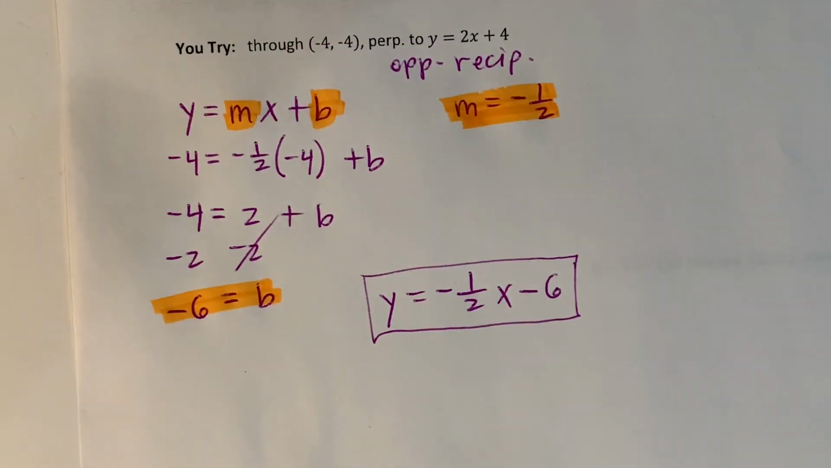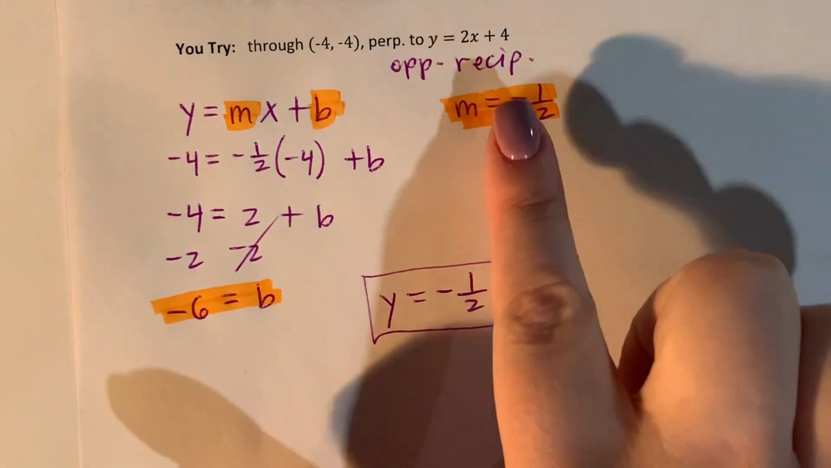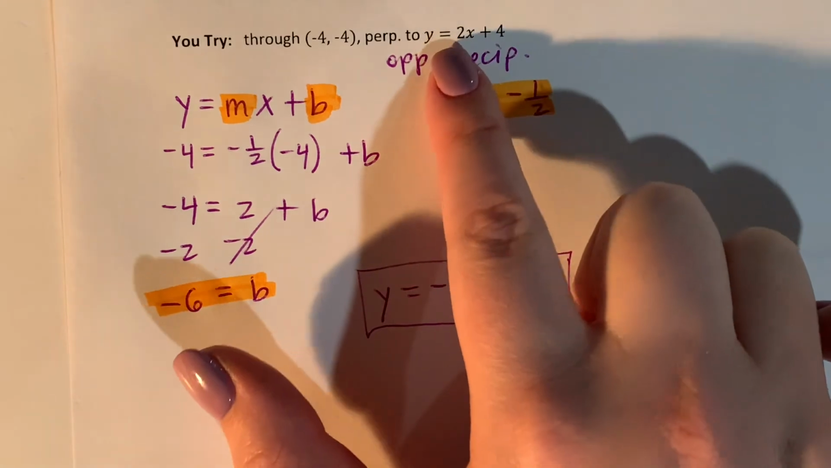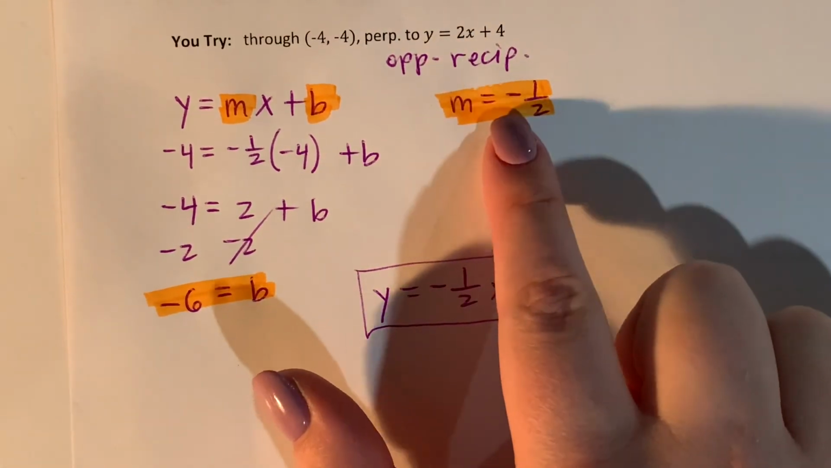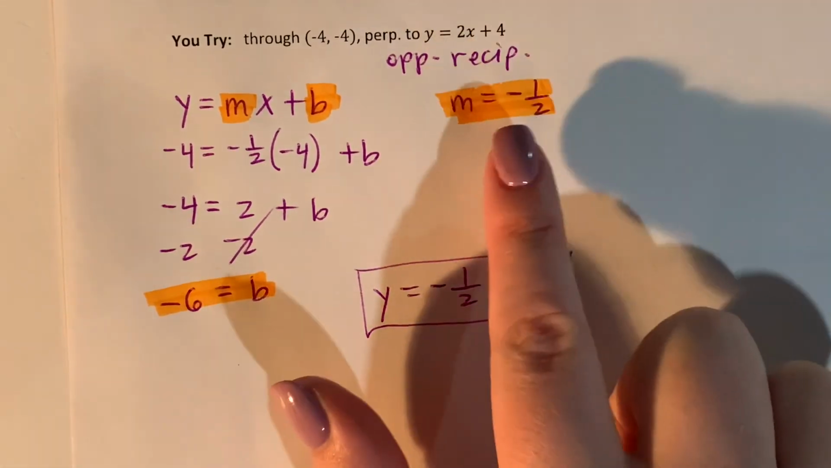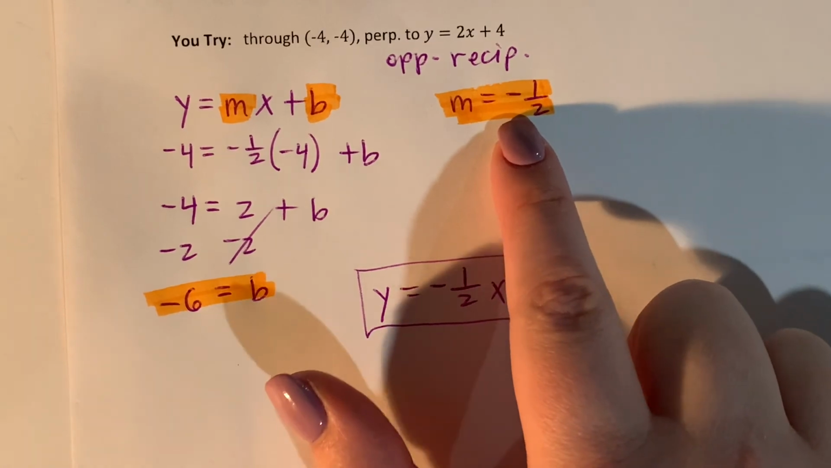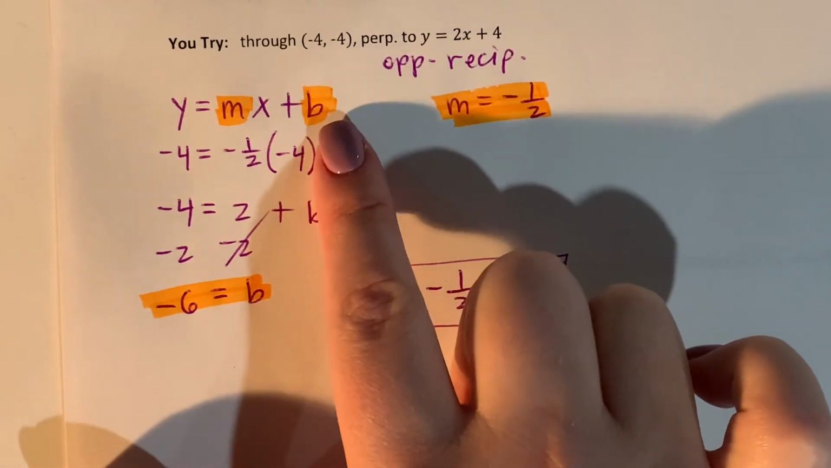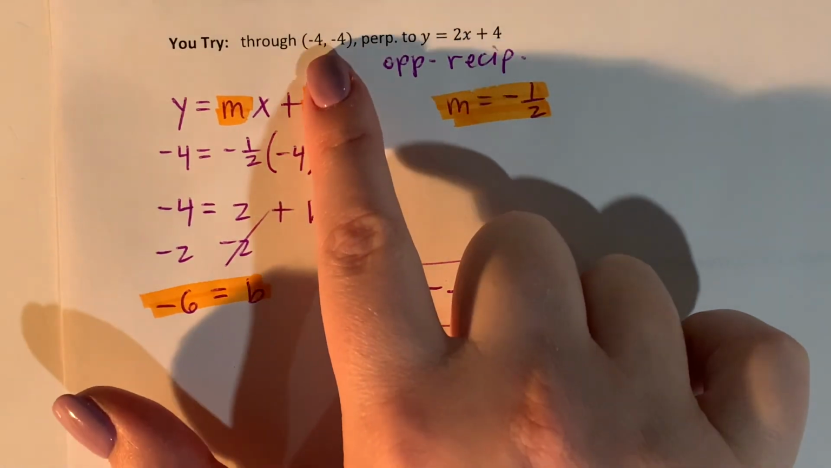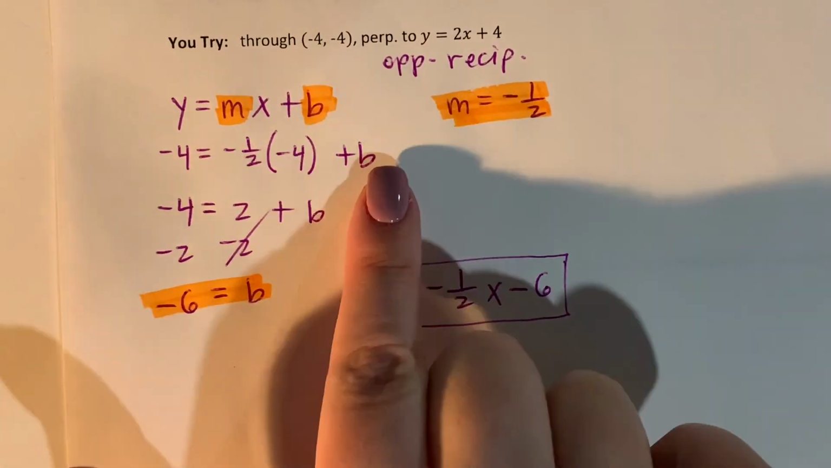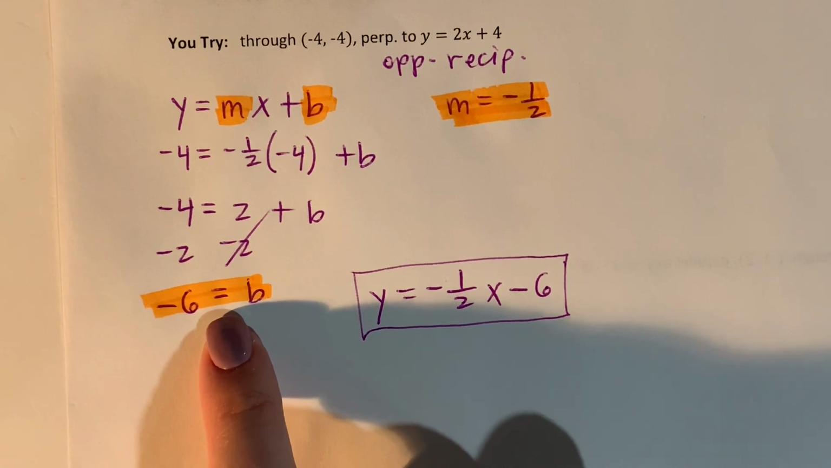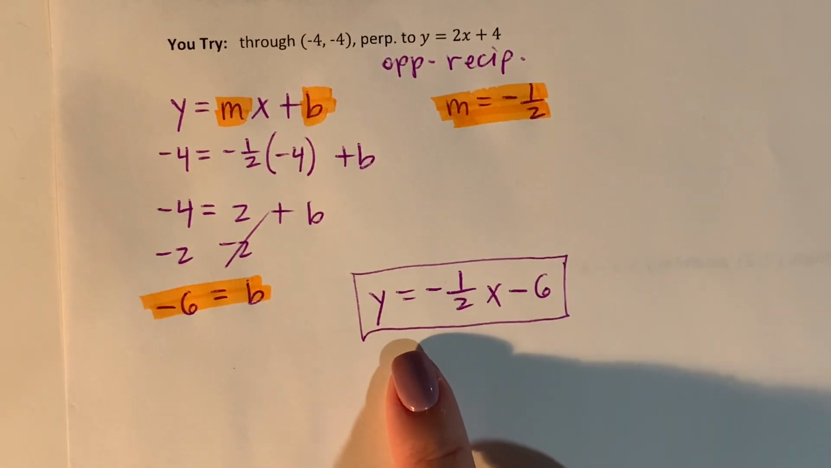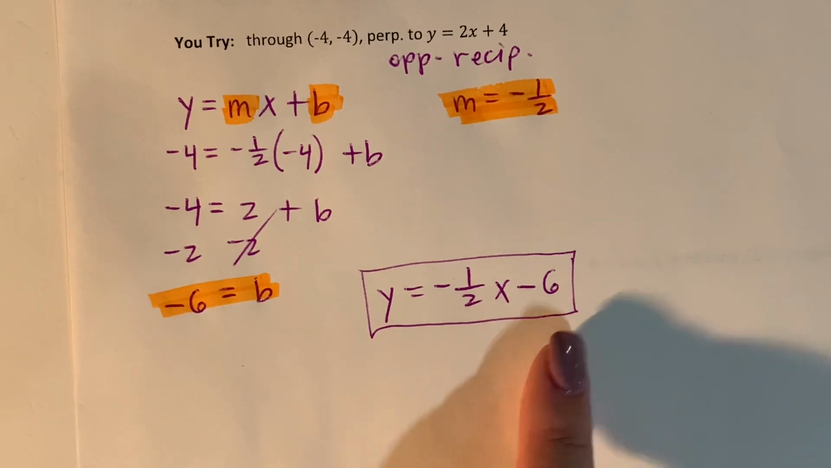Let's check your U-try. On this one, my opposite reciprocal slope was negative 1/2. So opposite sign, it was positive, so it turns to negative. Instead of doing 2 over 1, we're going to flip it and do 1 over 2. So I found half of what I needed. The other unknown is I need to find my y-intercept. So by plugging in x, y, and my slope, I get that my y-intercept, my b, is negative 6. So my final answer is y equals negative 1/2 x minus 6.